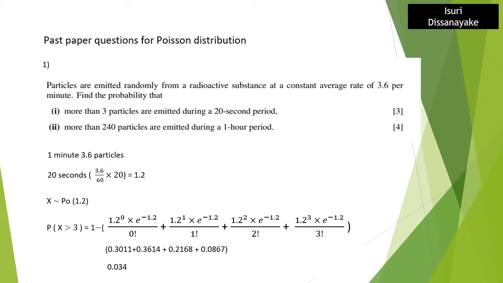The second part of this question is the probability that more than 240 particles are emitted during a 1 hour period. Now you can see here 240 particles emitted in a 1 hour period. So you can see the X value is a large value here. It's more than 240. Also the unit interval: you have to convert 3.6 per minute multiplied by 60 for 1 hour, which gives lambda equal to 216.